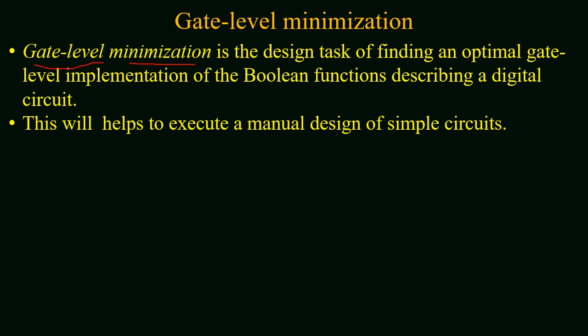Gate level minimization is a design task of finding an optimal gate level implementation of a Boolean function describing a digital circuit. For example, you have been tasked to design a system and you end up with the equation which represents the working of the system. Now, as a design engineer, you have to optimize the design so that it consumes minimum space and has minimum time delay for input to reach the output. And this is achieved using gate level minimization and will make the circuit implementation easier.